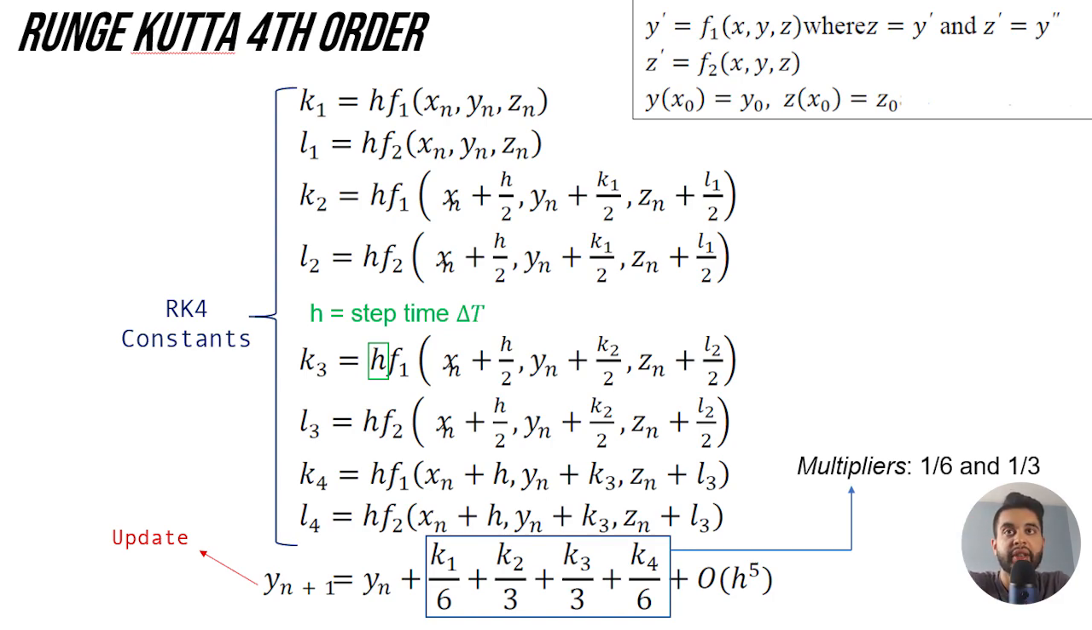If you look at the bottom, you have the update. The update is basically the value of the state at the next time step. So it's y_n+1 is equal to y_n plus k1 over 6 plus 1/3 of k2 plus k3, plus k4 over 6, plus order of h^5. And these higher order terms we drop off. The multipliers 1/6 and 1/3 are the ways of approximating the RK4, and they have been proven to be very accurate.